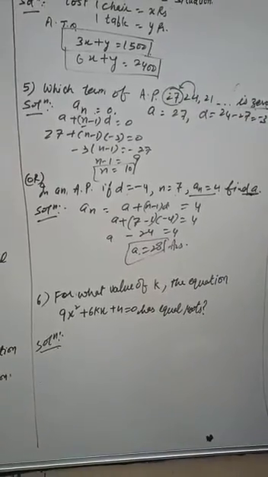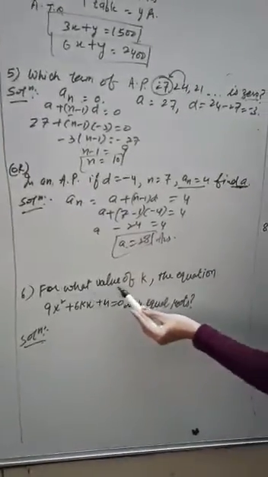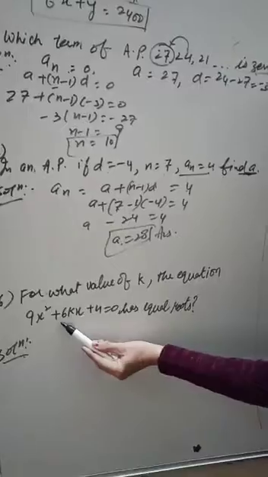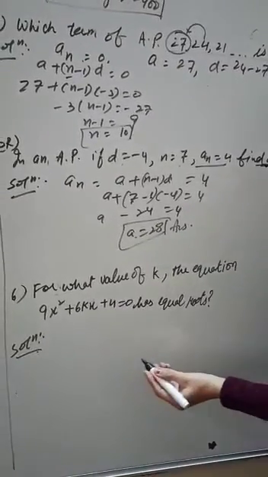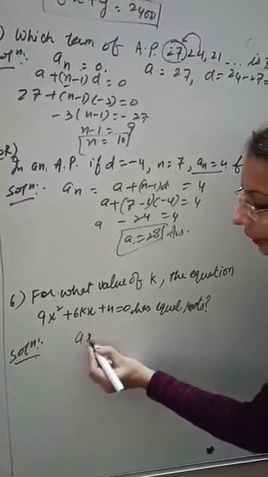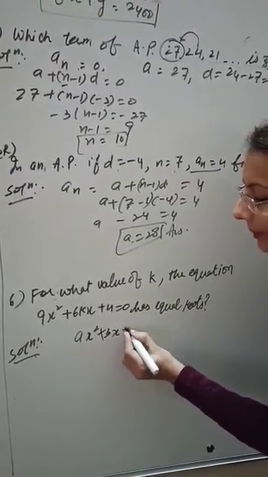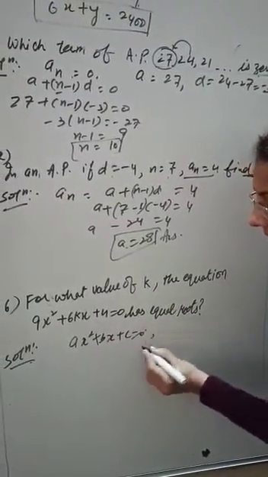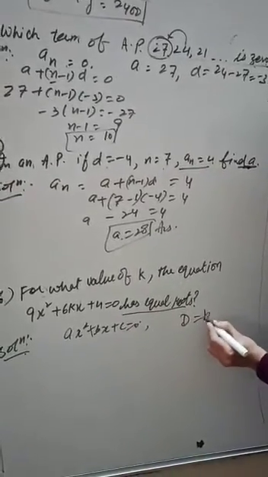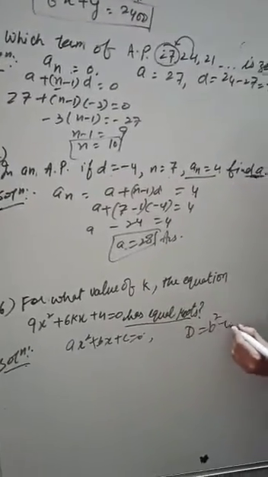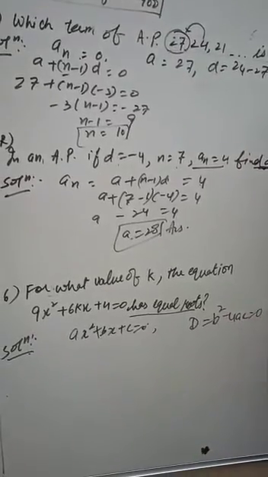So let us move to the sixth question here. For what value of k does the quadratic equation have equal roots? As we studied in the fourth chapter, if any quadratic equation in standard form ax square plus bx plus c is equal to 0 has equal roots, then the nature of the roots says that the discriminant b square minus 4ac should be equal to 0.